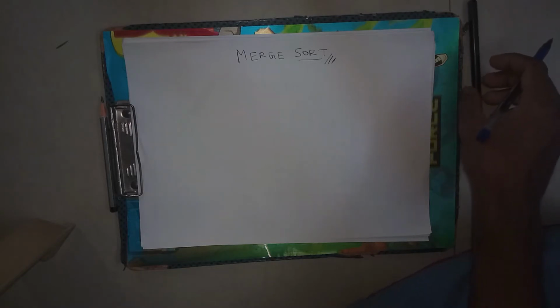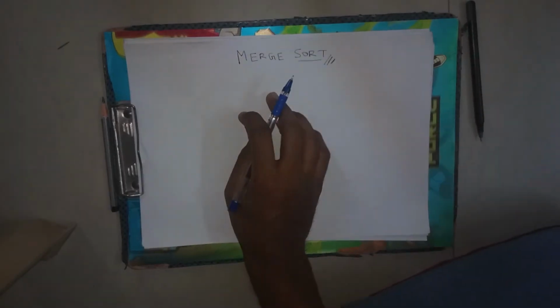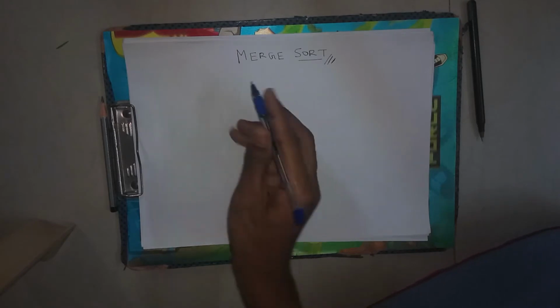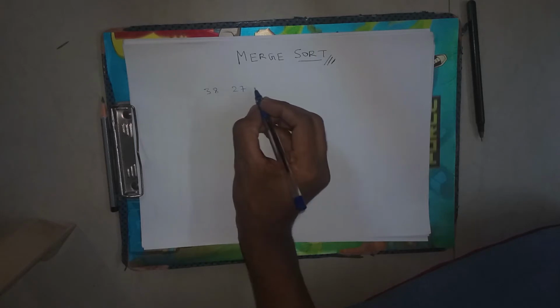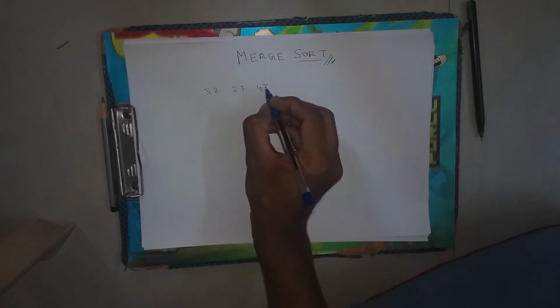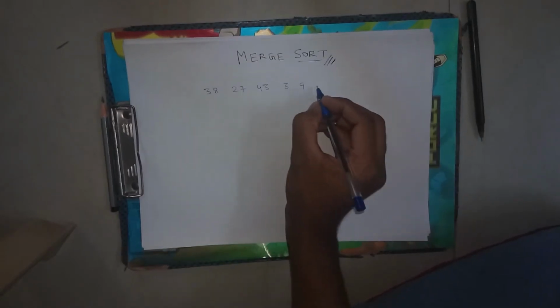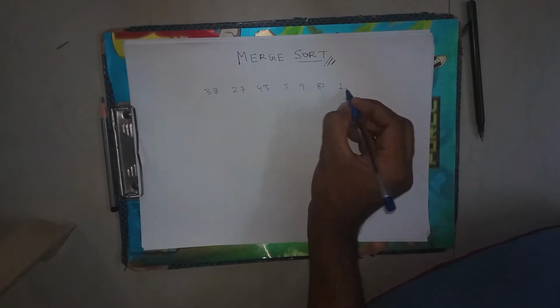This means that in a merge sort, first we divide and then we combine the whole array. So for that, let us take an example. I will take an unsorted array initially. Let us say my array has 7 elements: 38, 27, 43, 3, 9, 82, and then 10.